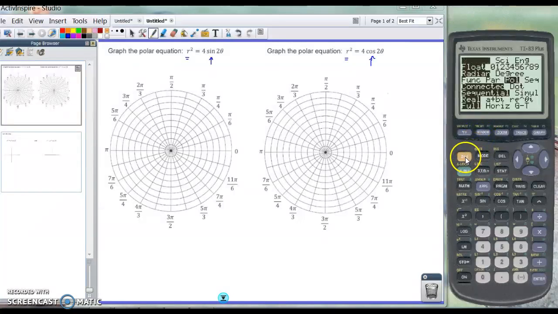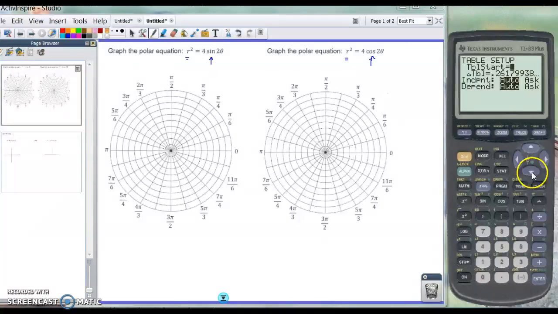Okay, so if I do second window, that brings me to the table set menu. I want my table to start at 0, but I want it to go up in increments of pi over 12. So you can go ahead and put that in right here, pi divided by 12. And when you hit enter, it's going to change that into a decimal, but that's fine. It's going to make your table go up in increments of pi over 12.